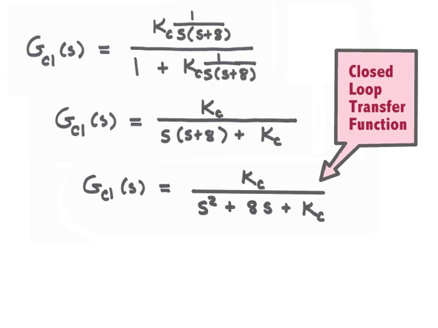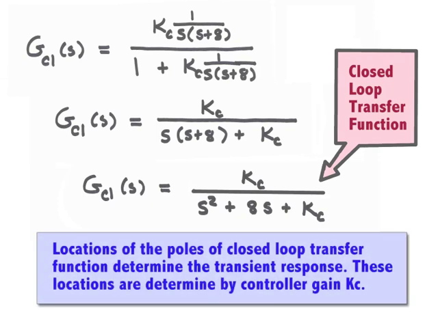Now that we've found our closed-loop transfer function for our example problem, our next step is to tie this closed-loop transfer function to the transient performance specifications of interest. We'll do this through the closed-loop pole locations. The closed-loop pole locations determine the transient response and are functions of the controller gain Kc. All this will be examined in our next lecture.